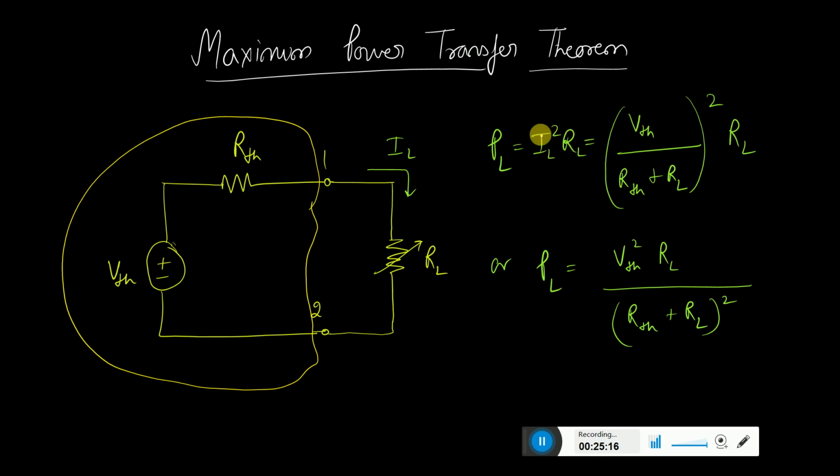So this is the relation. Let us put the value V by RTH plus RL, that is the value of IL, and we square it, that is V square into RL by this. This is the simple value of PL that we will get.